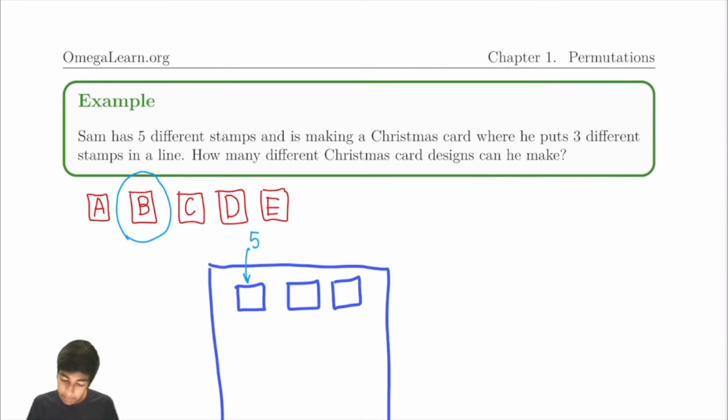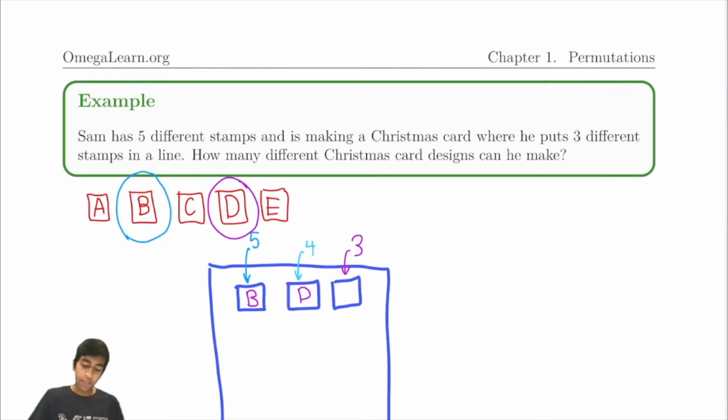And the problem says 3 different stamps in a line. So if this stamp is B, this next stamp can't also be B. It has to be something different. So no matter which stamp we pick for the first leftmost stamp, there's going to be 4 stamps left. So there's going to be 4 choices for the second stamp. And finally, for the third stamp, let's just say we pick D for the second stamp. So B, then D. Now there's going to be 3 choices left for the third stamp.